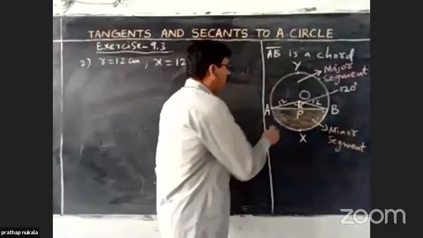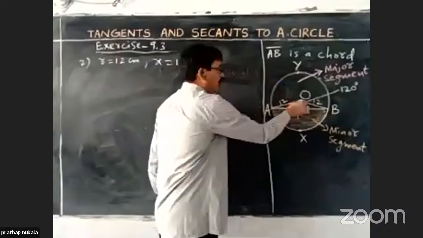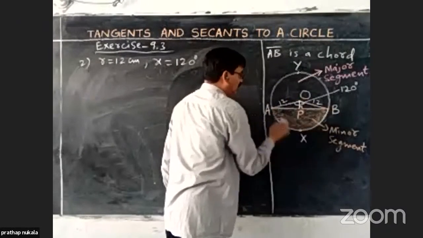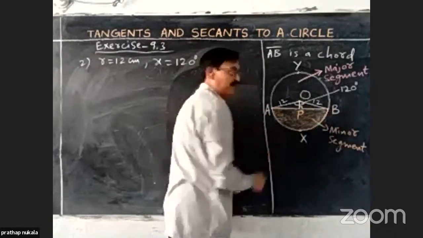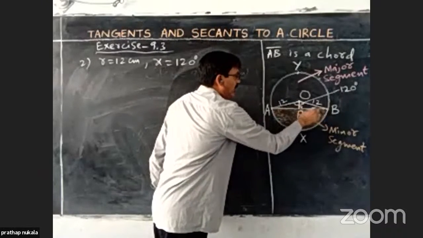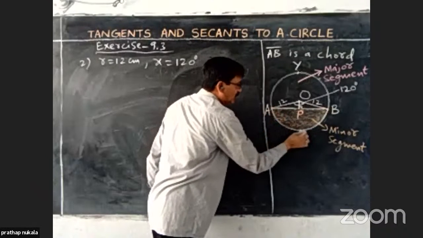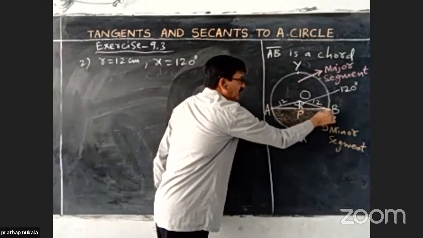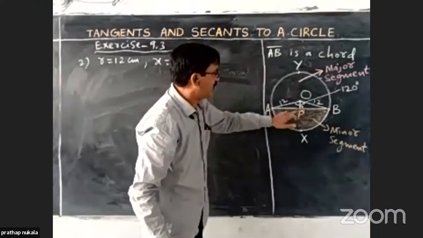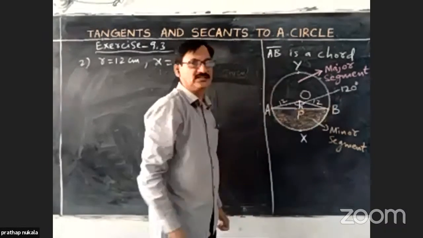Now, what is the sector here? OAXBO. Two radii and one arc length make a sector. What is the minor segment? AXBA: one arc and the chord AB. Between the chord AB and this arc AXB is the minor segment.